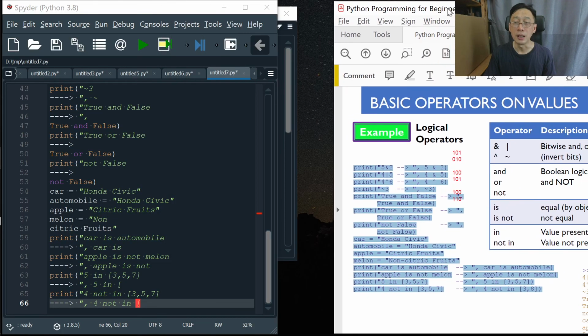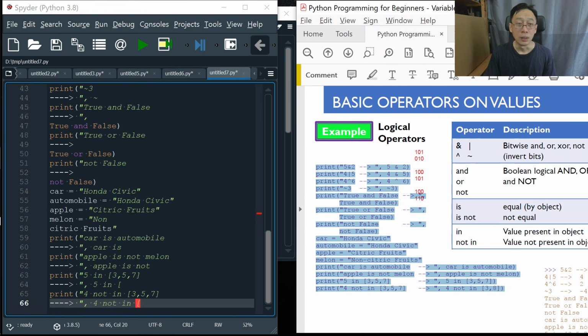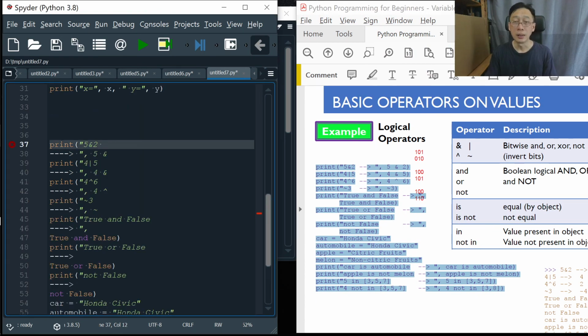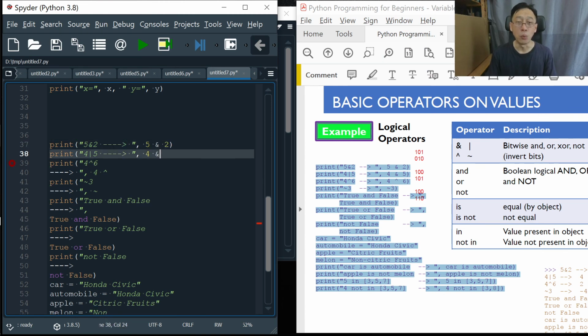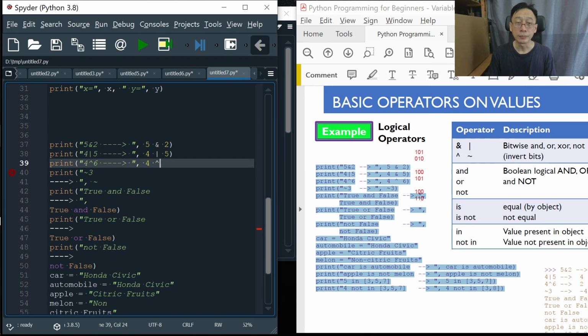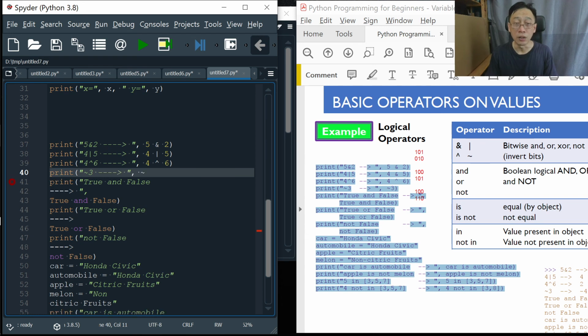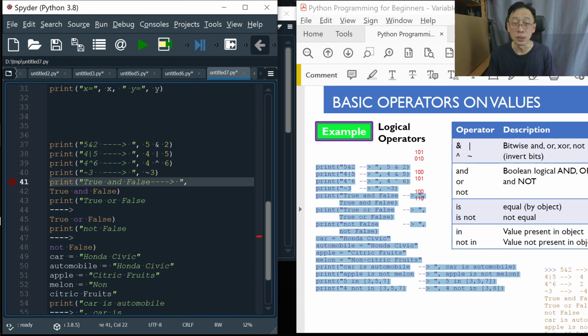Just checking that I get all the copying done correctly. 5 ampersand 2. So the ampersand is bitwise. We need to stress that it is bitwise. Sorry, this should be a vertical bar. It is bitwise because of the calculations arithmetic done that way, rather than a logical AND. A logical AND is of different meaning, which we'll see in a while.